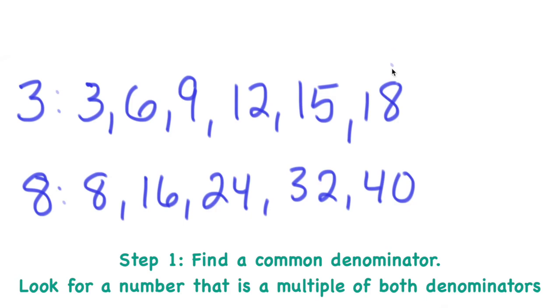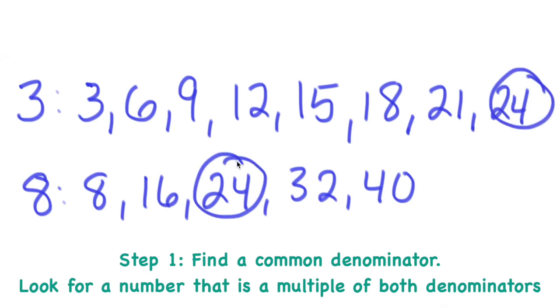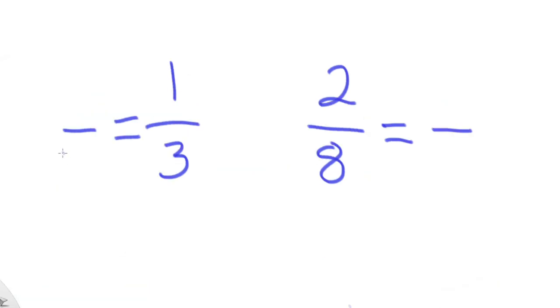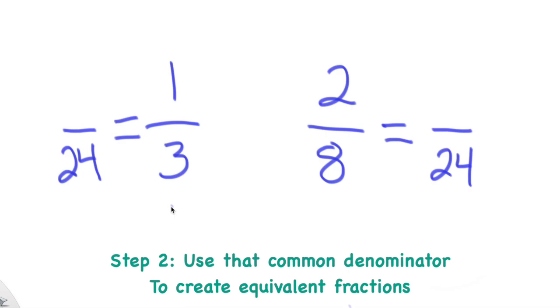Nothing yet. Let's find a couple more multiples of 3. 21, 24. Hey! 24 is a common multiple of both 3 and 8. That means I can use 24 as a common denominator. Once I plug 24 into my model, all I have to do is use what I know about finding equivalent fractions to help me complete it.